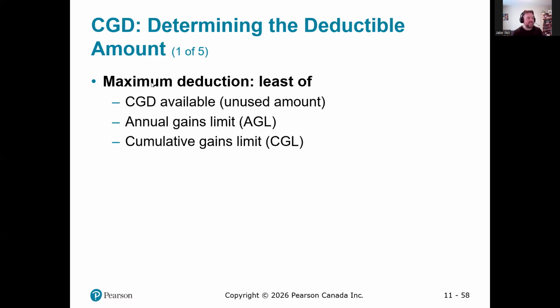Well, we've already mentioned that the maximum deduction is 1.25 million, but you don't get that 1.25 million every year. Like, I can't protect a gain this year of $1 million and then protect another $1 million next year. It's a lifetime deduction. So in a given year, how much can I use?